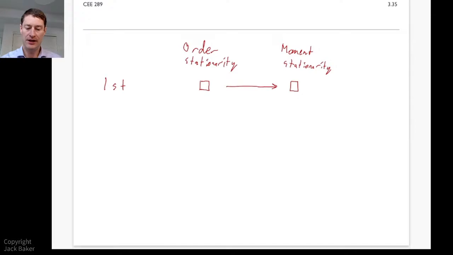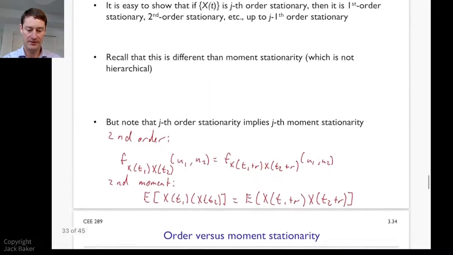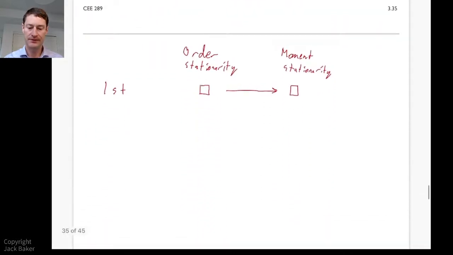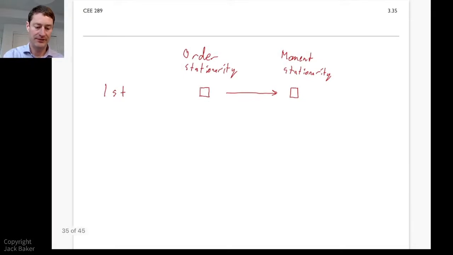And we saw that, well, I did the example for second, but it's true for jth order and jth moment stationarity. So order stationarity always implies moment stationarity at the same level. Let's fill in our example of the second. Second order stationarity implies second moment stationarity. That was the example we did a couple slides back. And so on. We could go to third, we could go down to jth.